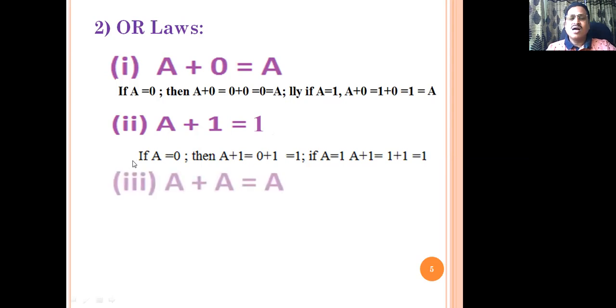Then the third law regarding OR operation, that is ORing of a number with itself equals the same number. A or A equals A. You can't read it as A plus A, because in that case in mathematics it would be 2A. It is not simple mathematics. It is a logical operation OR. So A or A will be equal to A.